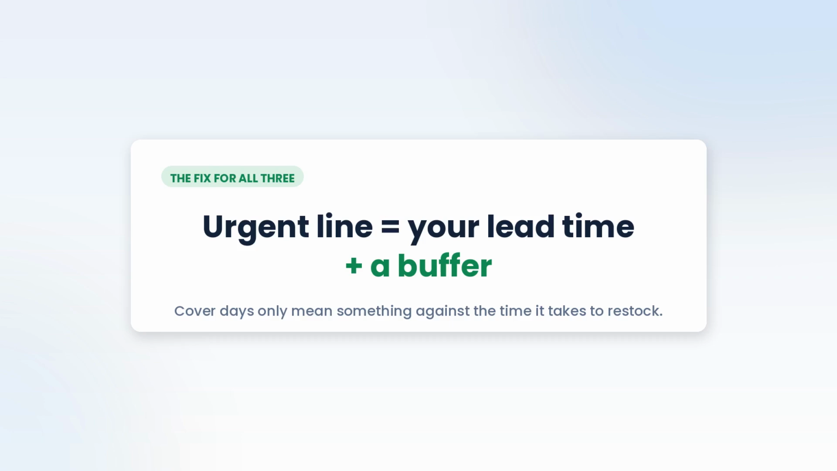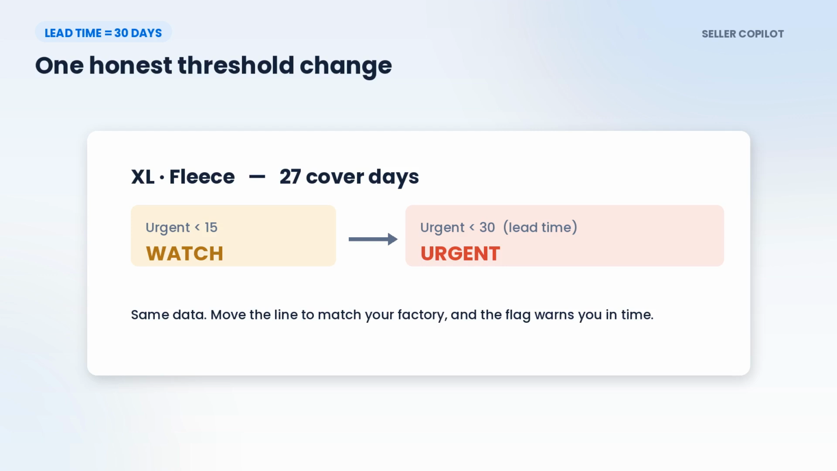The fix for all 3 is one idea. Set your urgent line to your real lead time plus a small buffer. Cover days only mean something measured against the time it actually takes to restock. Here's what that looks like. Say your factory needs 30 days. Move the urgent line from 15 to 30 and the extra large fleece sitting at 27 cover days flips from watch to urgent. Same data, one honest threshold change, and now the flag warns you in time to actually act.